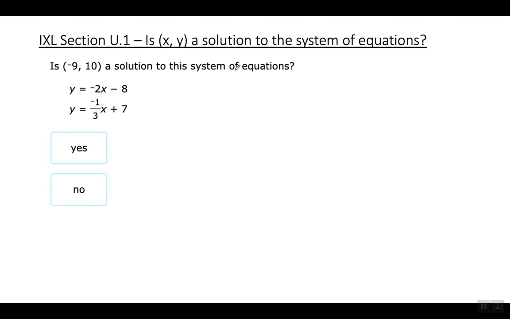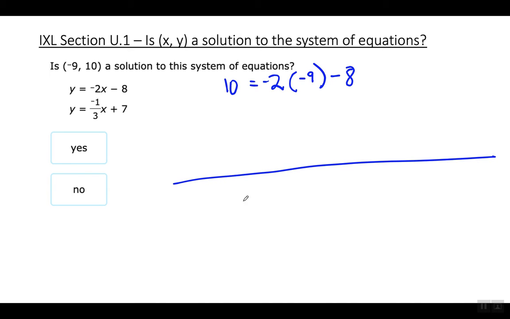All right, here we have some fractions on the bottom. On the top, we're going to get 10 equals negative 2 times negative 9 minus 8. So let's look at the top. Let me go like this, and I'll do the bottom one down here. On the top, it's going to be 10 equals negative 2 times negative 9 is positive 18. Positive 18 minus 8 equals 10. So yes, this one works on the top.